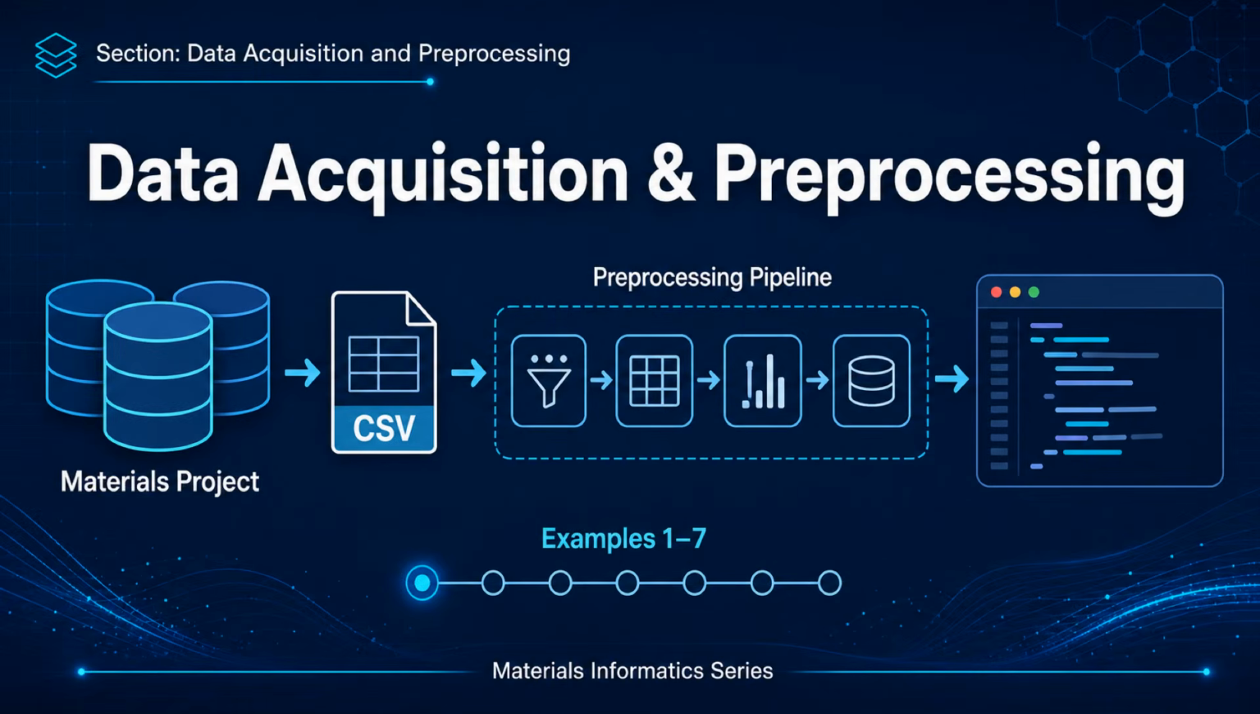The foundation of any MI project is quality data. In this section, we'll cover 7 examples that take you from raw data acquisition through preprocessing, ready for machine learning. We'll work with the Materials Project database, visualize electrochemical data, and prepare features for modeling.